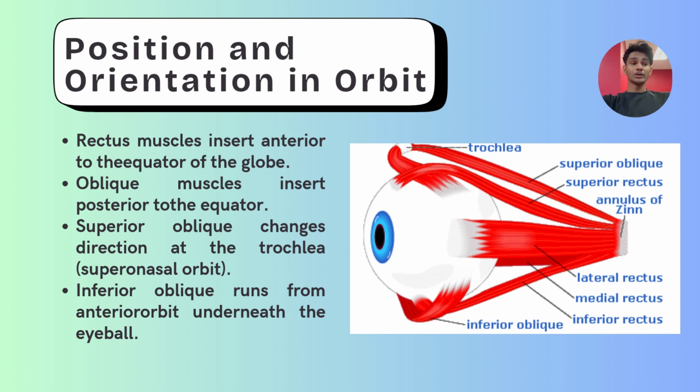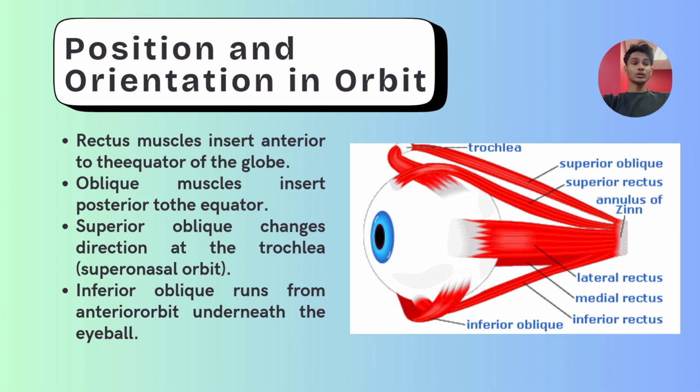The oblique muscles, the superior and inferior oblique, are different. They attach to the back part of the eyeball, which is behind the equator. This gives them a slanted angle, which helps with rotating the eyes as well as up-down movement in certain directions.